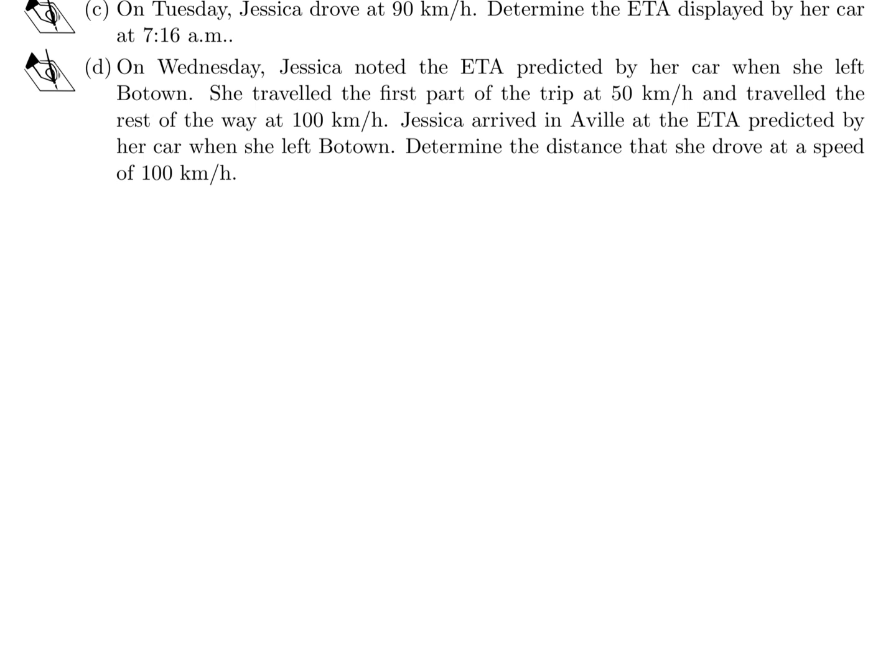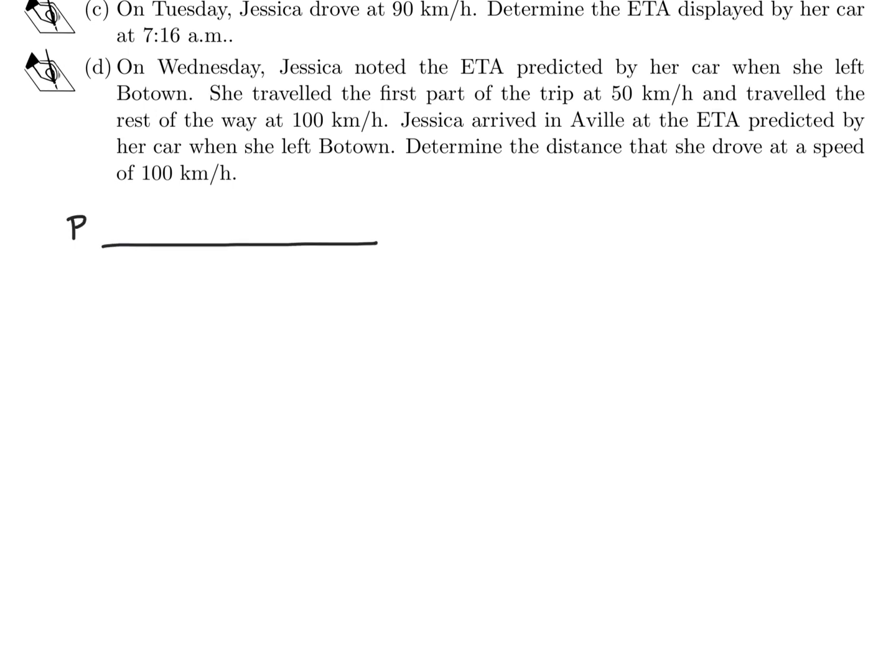On Wednesday, Jessica noted the ETA predicted by her car when she left Bowtown. She traveled the first part of the trip at 50 kilometers an hour and traveled the rest of the way at 100. Jessica arrived in Aville at the ETA predicted by her car when she left Bowtown. Determine the distance that she drove at the speed of 100. All right, so let's explain this question here.